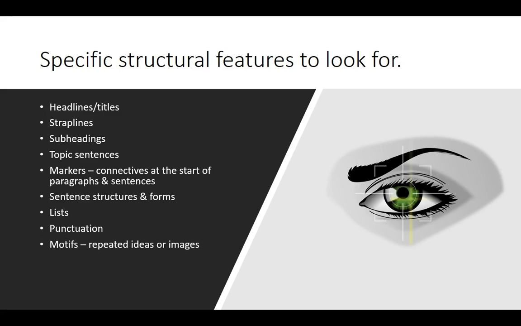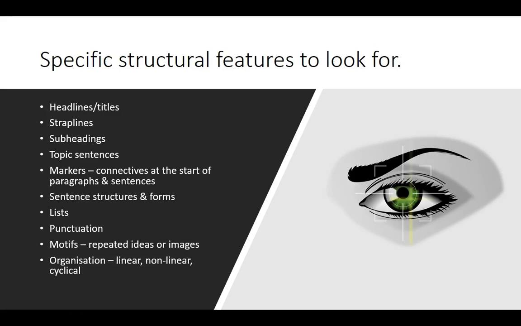Look for the use of motifs running through a text. This is a structural device. A motif is a repeated idea or a repeated image that runs all the way through, and obviously repetition works as both a language device and a structural device.